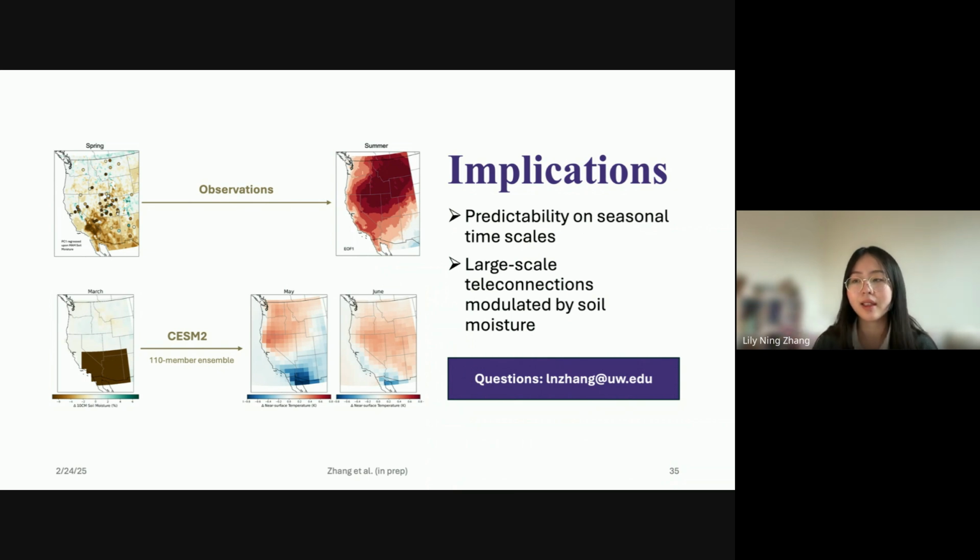And lastly, I think it's really cool to look at and think about how soil moisture can produce these large-scale teleconnection-like behaviors. So with that, I want to thank everyone for your time. This is my first time attending the land model working group meeting, but I'm excited to be involved in the future as well, and love to hear your questions.